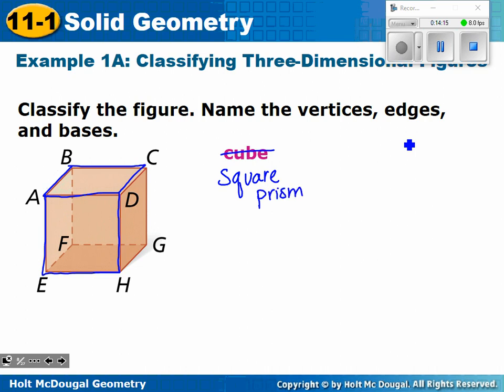Okay? All right. Then it says name the vertices, edges, and bases. It did not say how many. It said name them. So this is going to be tedious. So vertices. What are the names of the vertices?